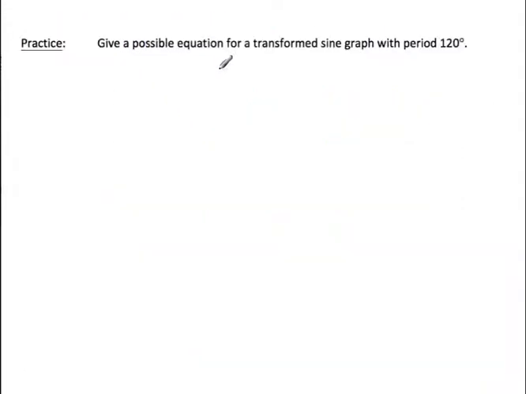Here's another example, this one going in the opposite direction. We're asked to give a possible equation for a transformed sine graph that has a period of 120 degrees. This time we're given the period and we're asked to find the equation, which means we're going to need to know the b value. So we know that period is equal to 360 degrees divided by b, and rearranging this equation, we get that the b value is equal to 360 degrees over the period.